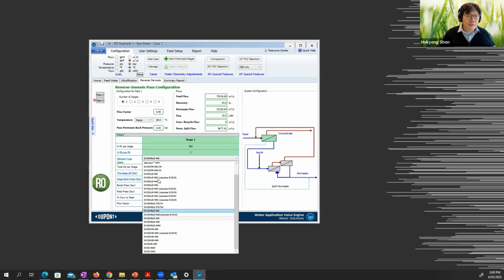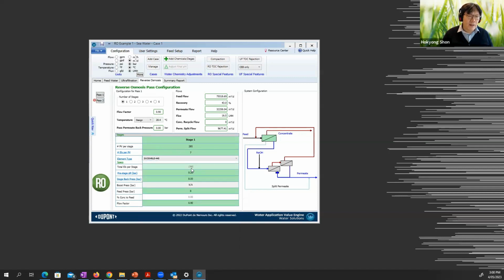Even though for this one I selected seawater, that's why it shows only seawater. But if you select nanofiltration, you will have a lot of nanofiltration membranes. These are all commercially available membranes from Dow Chemical. So you can select one of them, and then it will give us a good result.